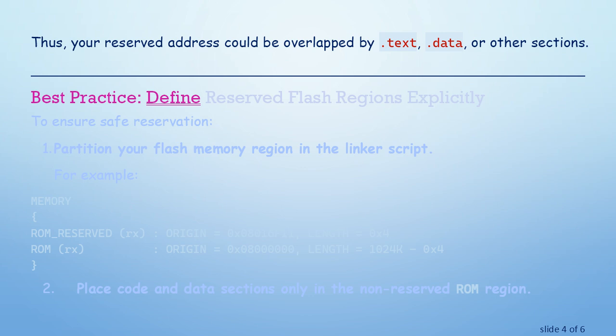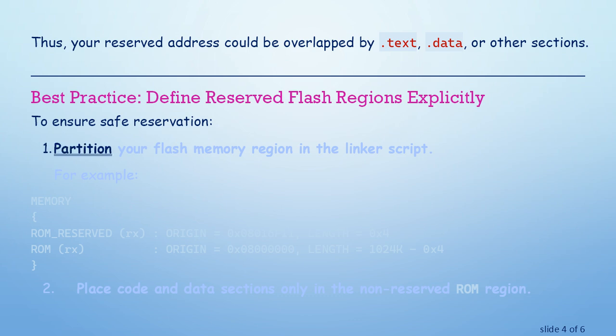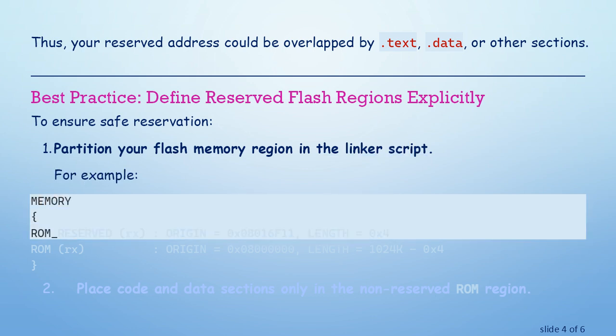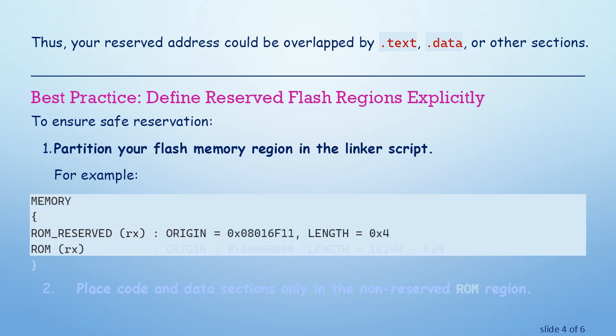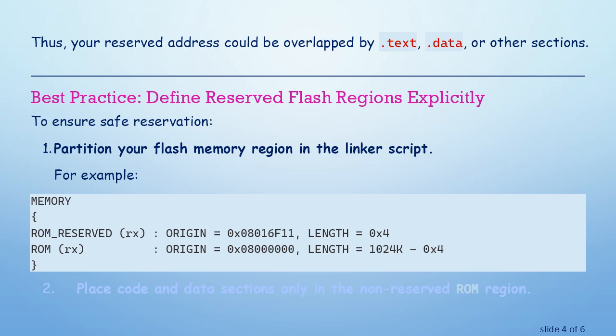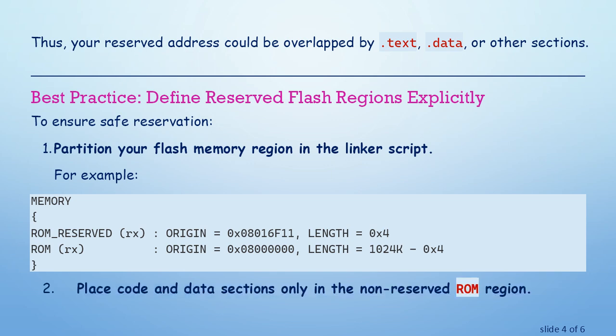Best practice: define reserved flash regions explicitly. To ensure safe reservation, partition your flash memory region in the linker script. For example, place code and data sections only in the non-reserved ROM region.